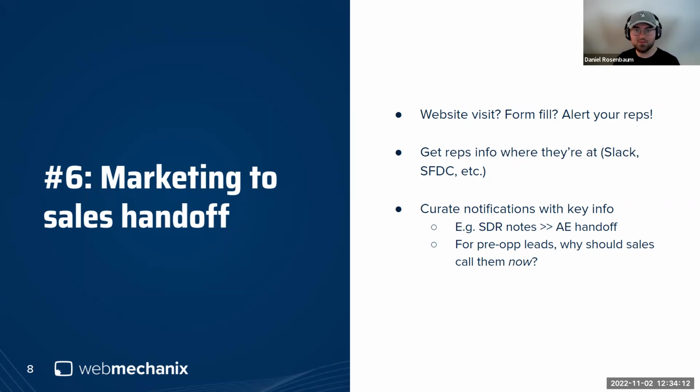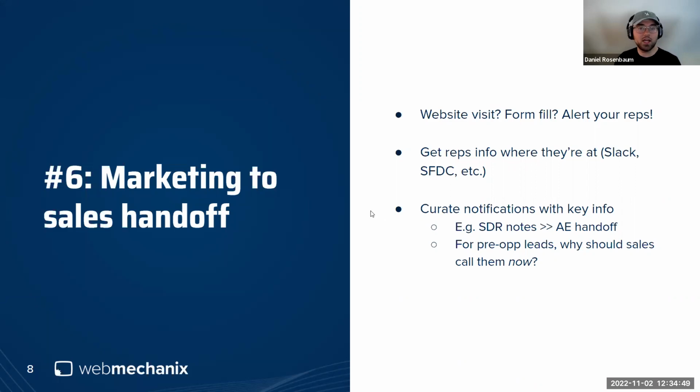So it could be a website visit. They filled out a form. No matter what it is, we want to make sure that we are alerting our reps effectively. And one of the best ways to do that is the same idea of meeting people where they're at. Find out where your sales reps are comfortable receiving information and automate to that location. A lot of sales reps might be super comfortable getting new leads in Slack. They might be comfortable getting them directly in their CRM platform, whether it's Salesforce, HubSpot, Marketo, whatever it might be. They want to be comfortable where they're at.